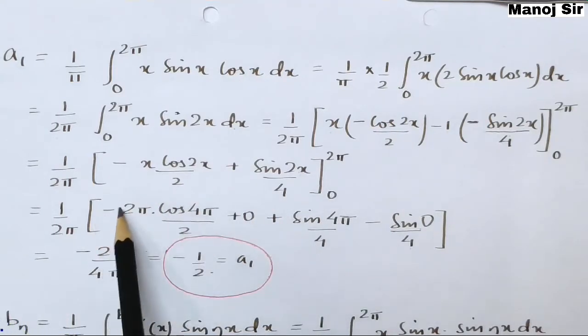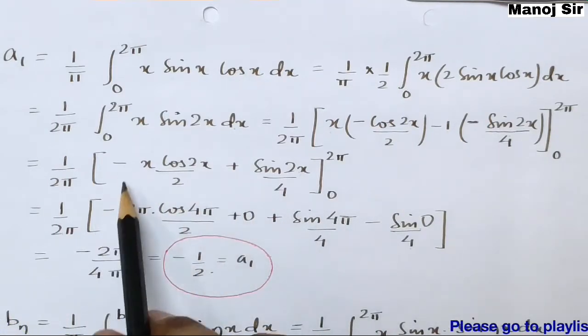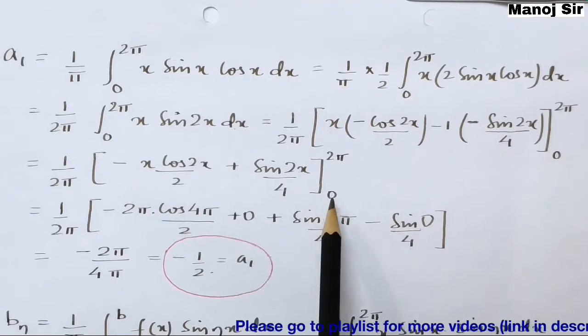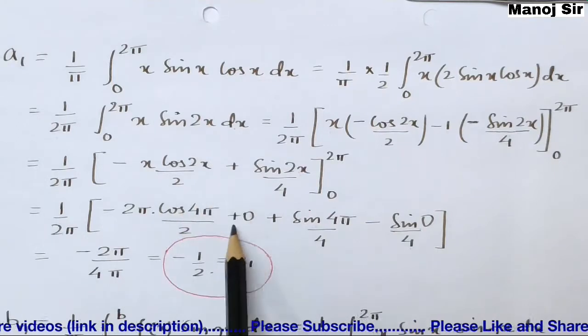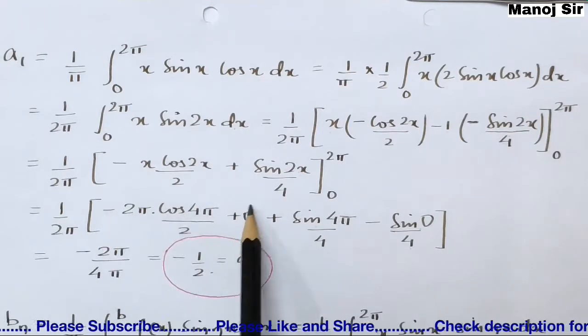Okay, now upper limit negative, so lower limit would be positive. Upper limit is negative, so lower limit will be positive. If you put x equal to 0 here, this is going to be 0. Okay, so upper limit, lower limit. Upper limit negative, so lower limit positive.